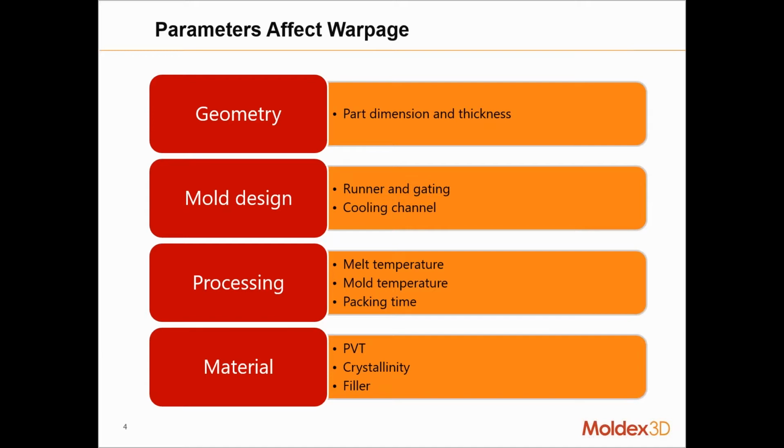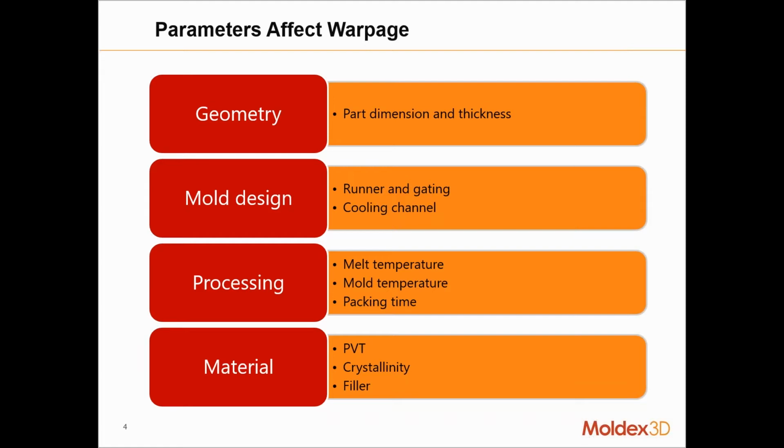We, in essence, can break it down into four different aspects, if you will. Four different broad categories. One is your part geometry, your dimensions, thickness variations, etc. The next is your mold design. How are your runner layouts? What's your gating like? What is your cooling channel layout like? What sort of inserts do you have, etc.